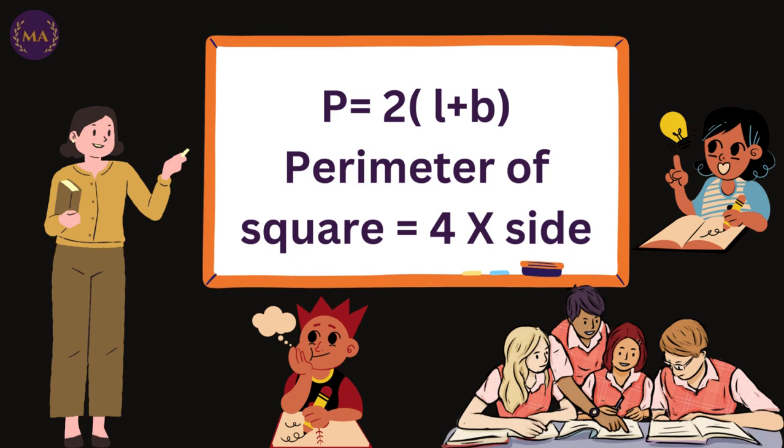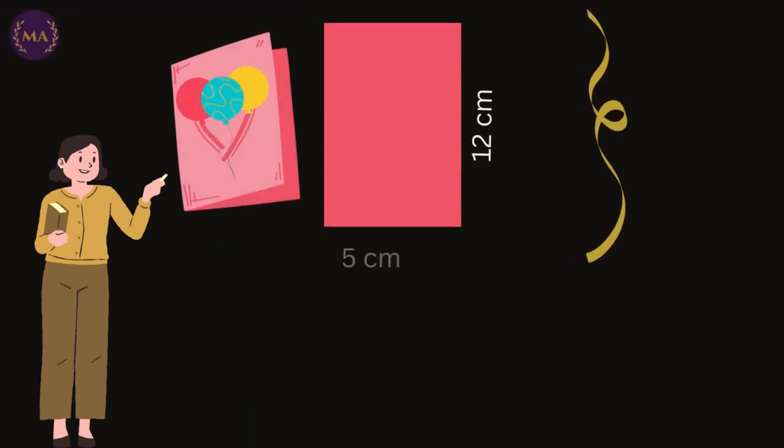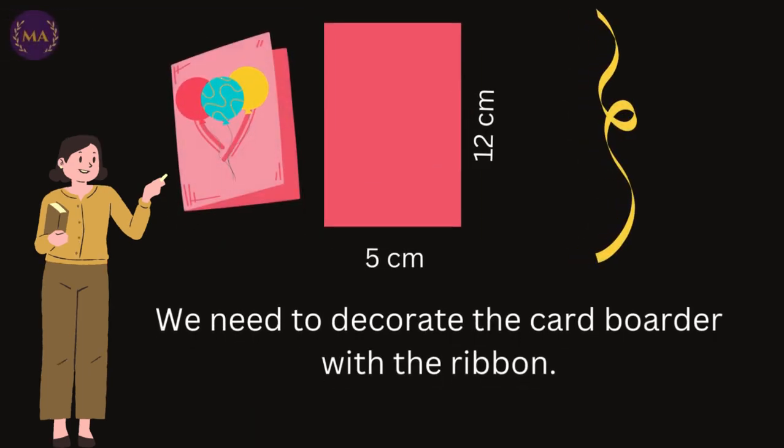To make it easier, we'll take an example. Are you all ready to understand what is perimeter with the help of an example? Yes. So let's go ahead. So students, you can see that I have a rectangular greeting card. Imagine that you have to make a greeting card for your friend. Maybe it's a birthday, maybe it's a Christmas party, anything. So this rectangular card which I have, it has a length of 12 centimeter and breadth of 5 centimeter.